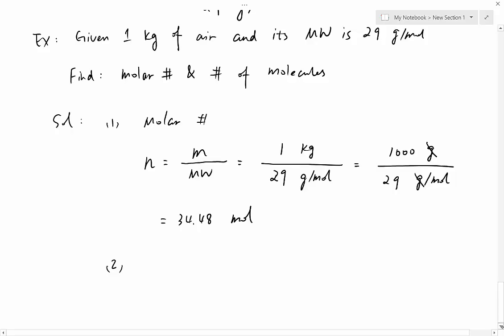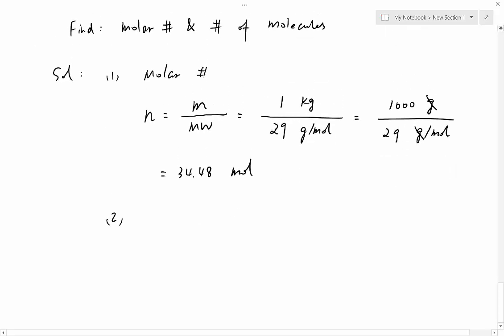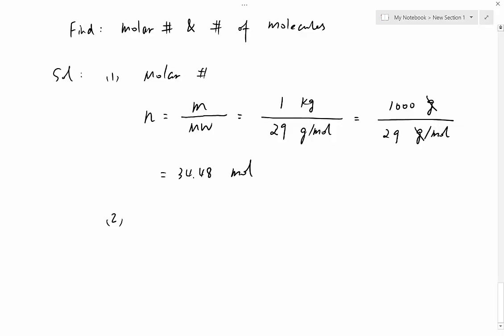Part 2 is the number of molecules. I have the molar number now. I'm looking for the number of molecules. How do we do that? Yes, we need to use Avogadro number. If 1 mole means you have this many molecules, 34.48 moles must mean you have how many molecules?